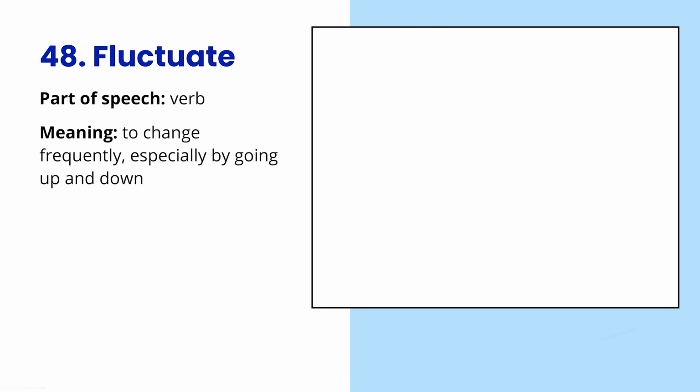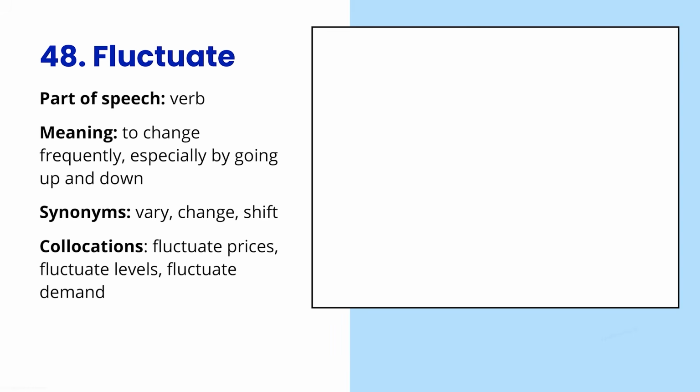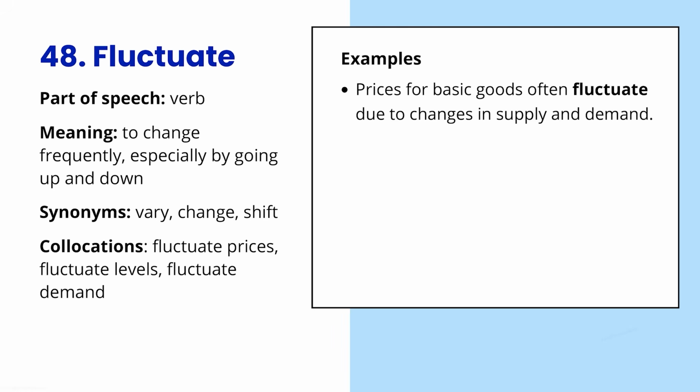Moving on to 48, fluctuate. Fluctuate is a verb and it means to change frequently, especially by going up and down. Synonyms: vary, change, shift. Collocations: fluctuate prices. So this means prices are going up and down, they're changing frequently. Fluctuate levels, same thing. Fluctuate demand, same thing. So it means the demand is going up and down, it's changing frequently.